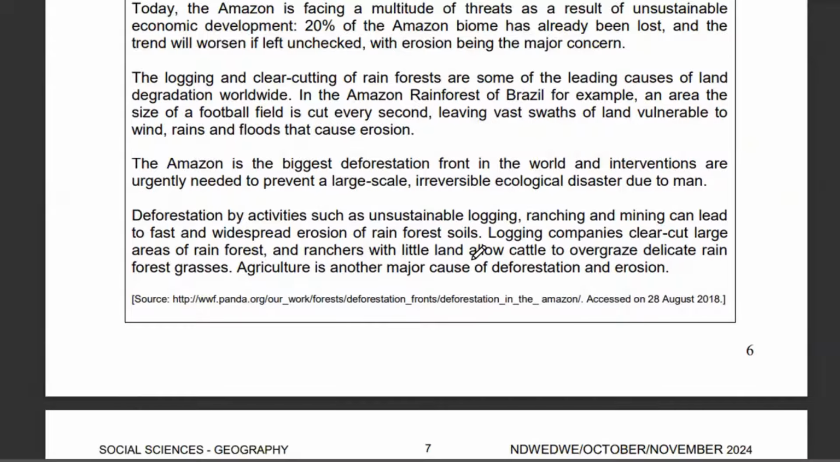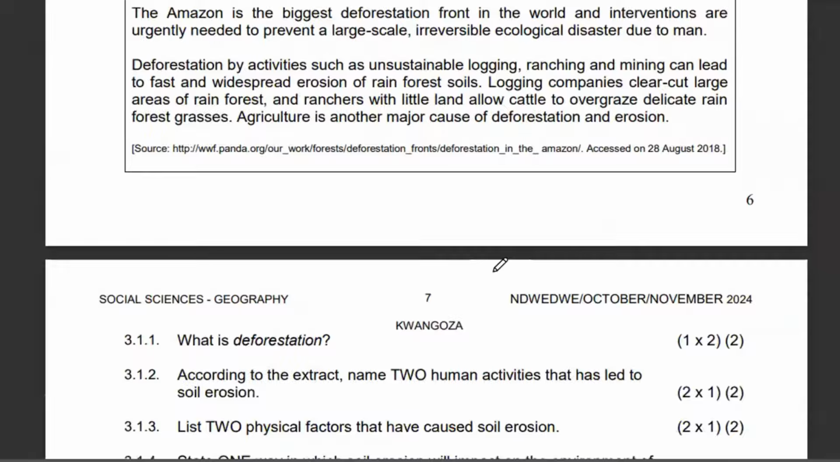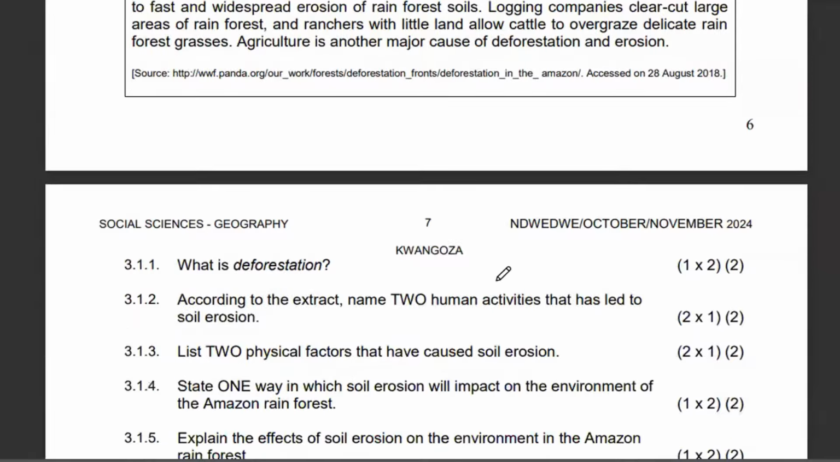Deforestation by activities such as logging, ranching, and mining can lead to fast and widespread erosion of rainforest soils. Logging companies clear out large areas of rainforests, and ranches with little land allow cattle to overgraze delicate rainforest grasses. Agriculture is another major cause of deforestation and erosion. So here, we've read the extract.